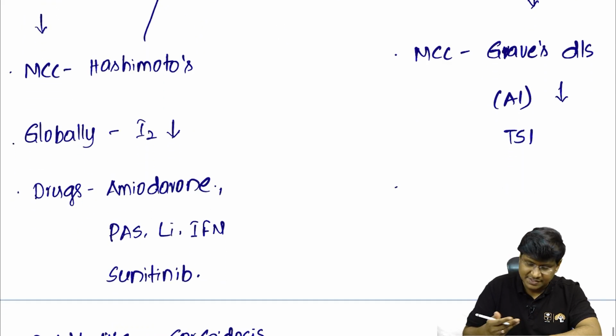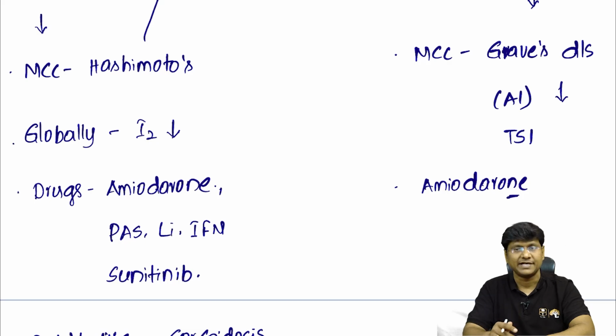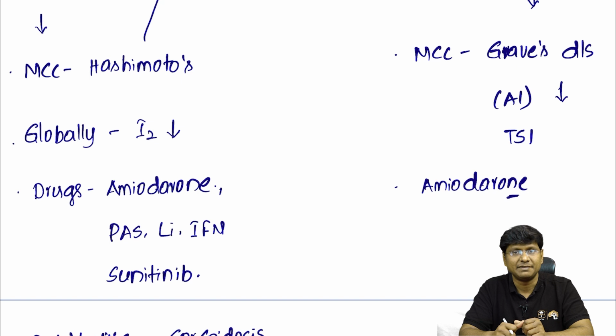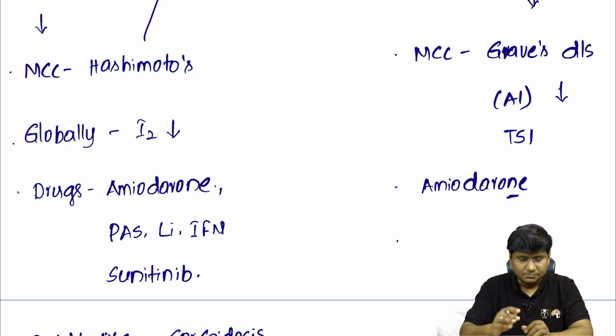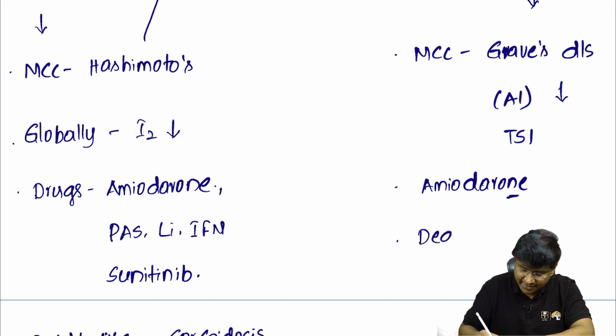Then the other etiologies that cause hyperthyroidism include certain drugs like amiodarone. Amiodarone can cause both hyperthyroidism and hypothyroidism. It causes hyperthyroidism by thyroiditis, right? Amiodarone-induced thyroiditis is the one which results in the development of hyperthyroidism. Then followed by that, the other etiologies that cause hyperthyroidism include De Quervain's thyroiditis, right?